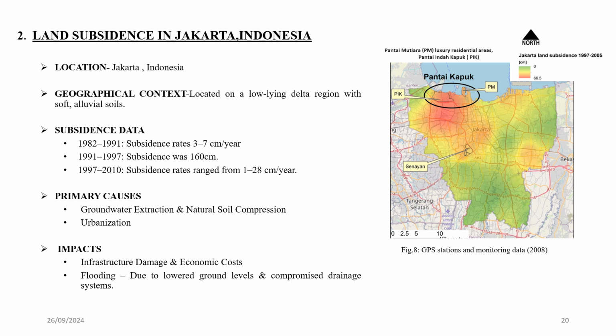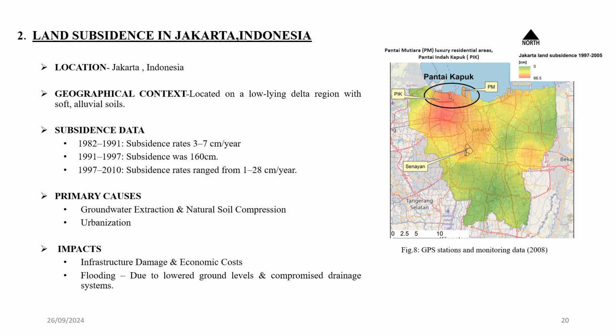Jakarta is located on a low-lying delta region with soft alluvial soil. The rate of land subsidence in Jakarta in 1992 till 1991 was 3 to 7 cm per year. From 1991 till 1997 the subsidence was 160 cm, and from 1997 till 2010 the subsidence rate ranged from 1 to 28 cm per year.